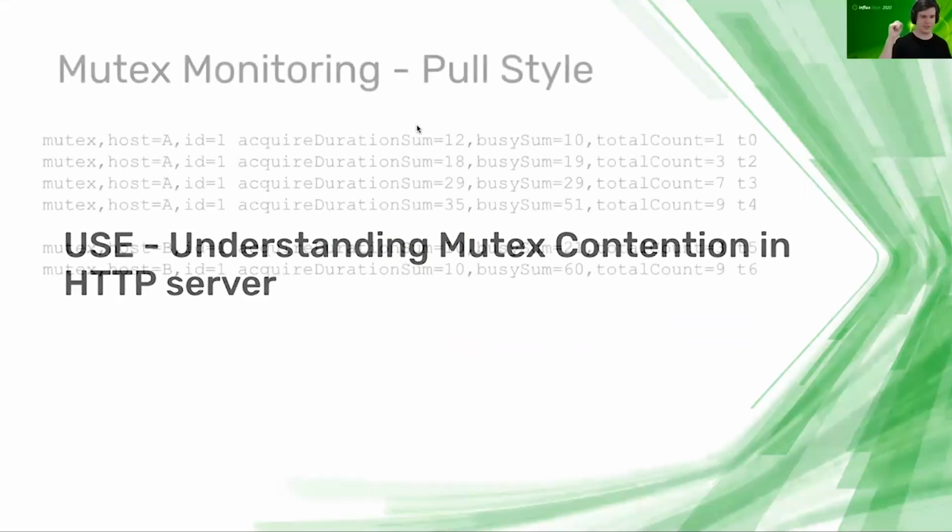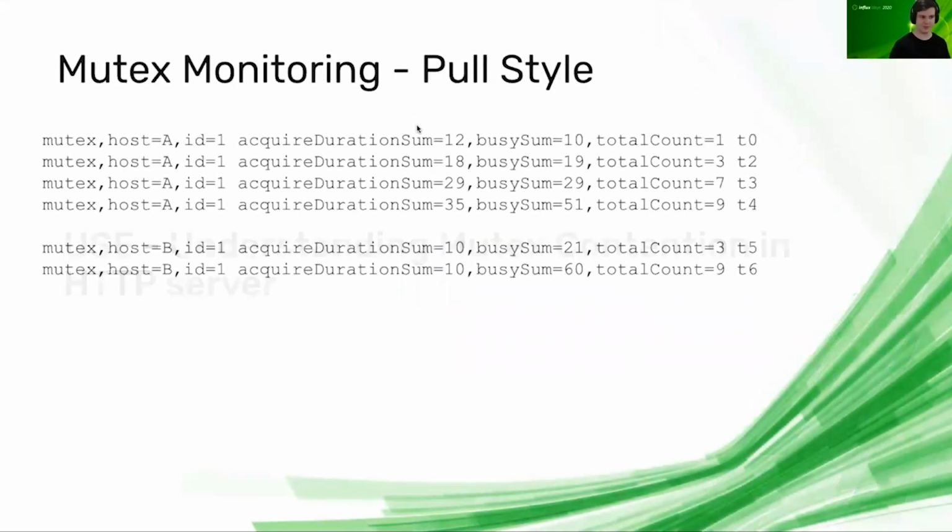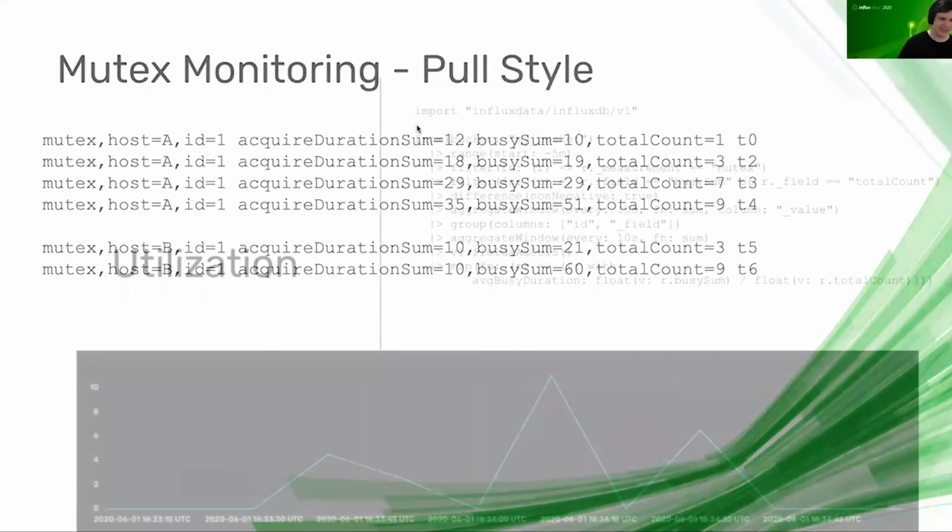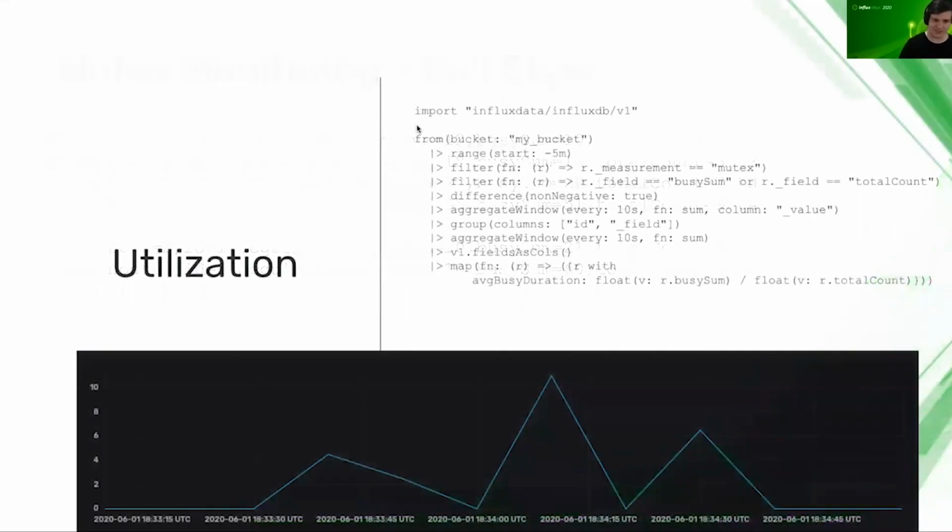Let's say I'm doing this mutex example. I can go through and add some metrics about the duration it took to acquire the mutex, how much time is spent while the mutex holds the lock, and then how many times the mutex was acquired. And I'll put IDs for each of my mutexes so I can know which mutex is the one experiencing the problem. I can then come up with this idea of utilization.